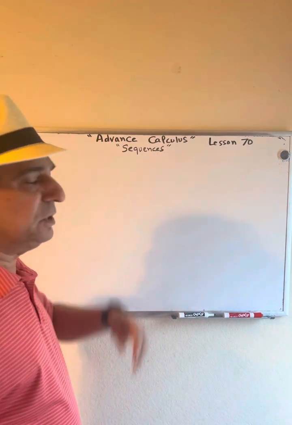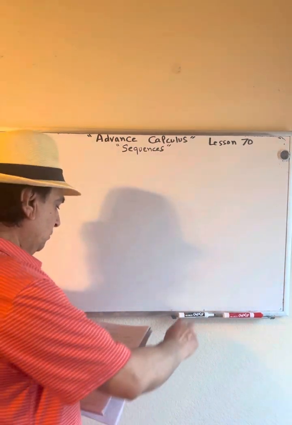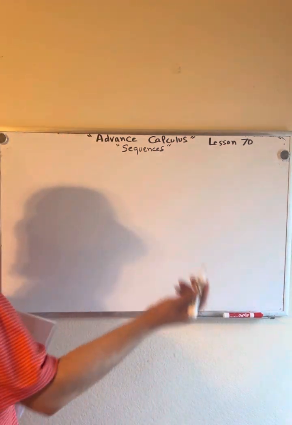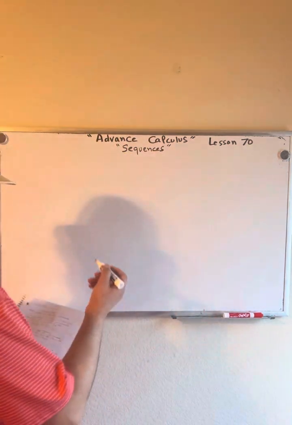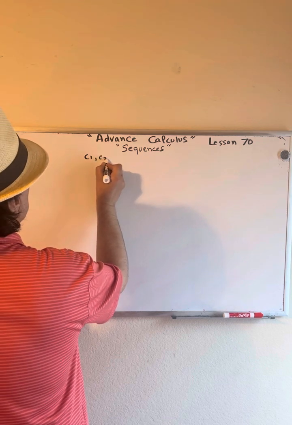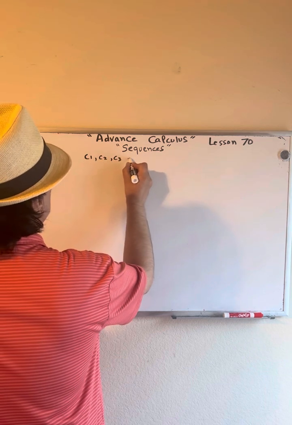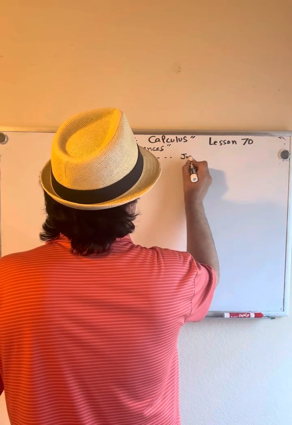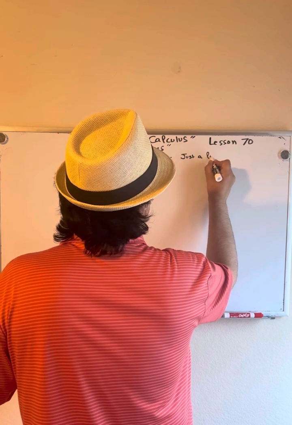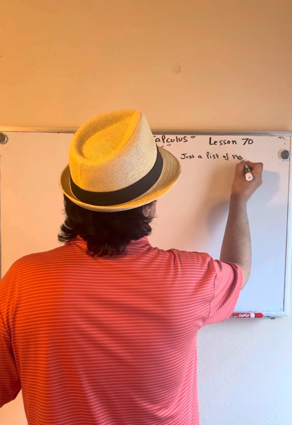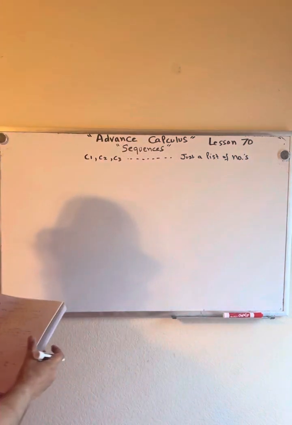What are sequences in advanced calculus? Sequences are basically a list of numbers. It's really nothing but a list of numbers. For example, you can have C1, C2, C3, and it just goes on and on. That's what it really is, okay?